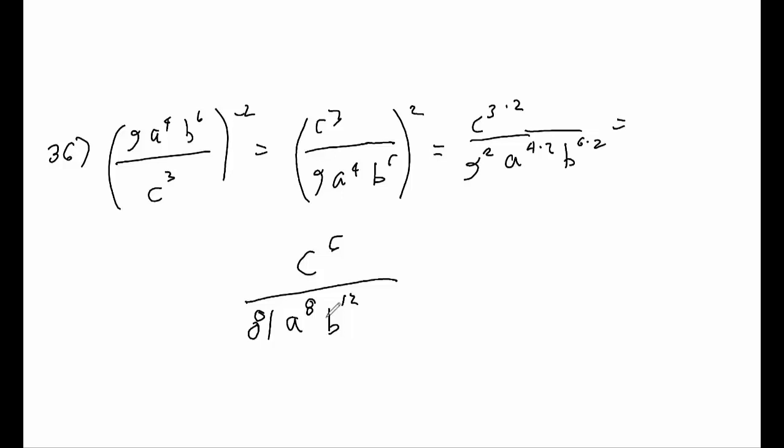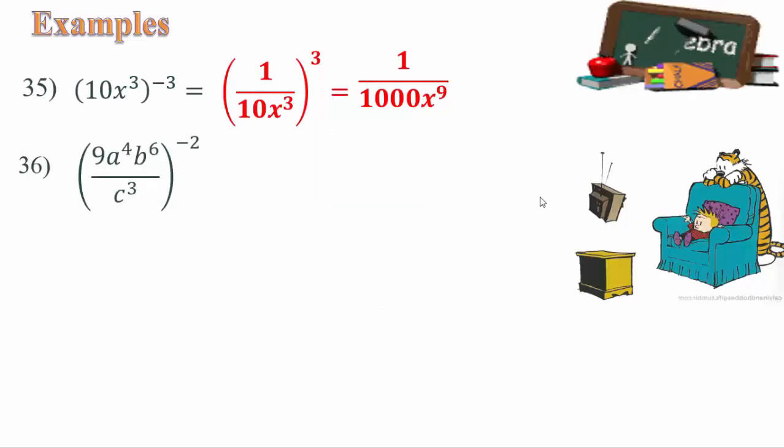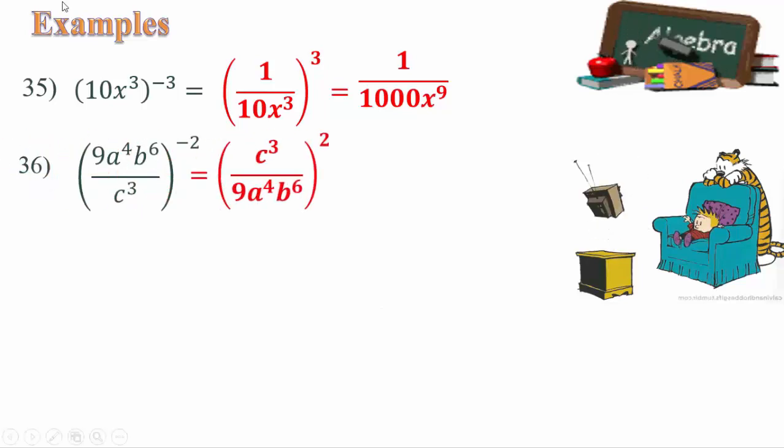particular example. In summarizing example number 36, I ended up here. I just flipped it over inside the bracket and turned this one into a positive exponent. As I said, this was one of the techniques, and then worked it through to get my final answer.